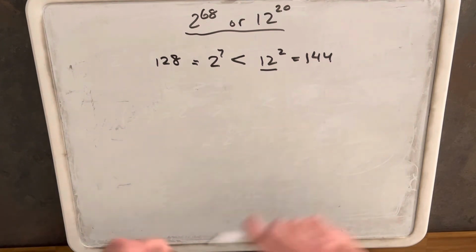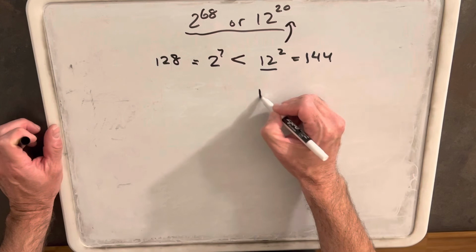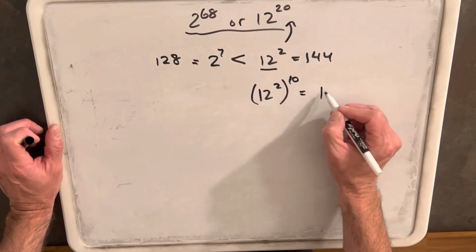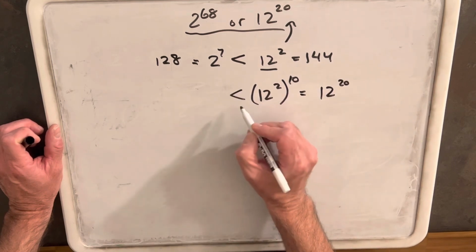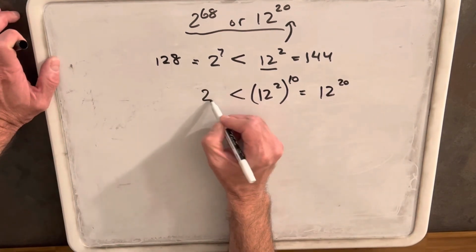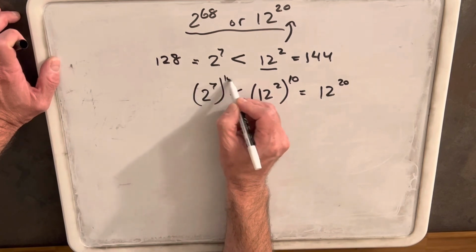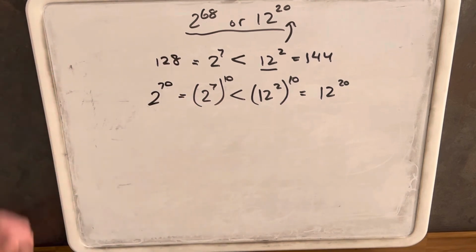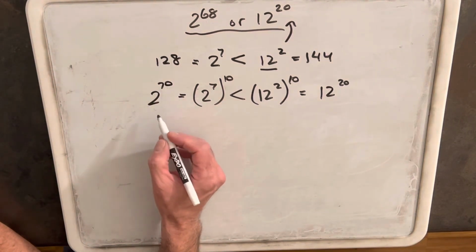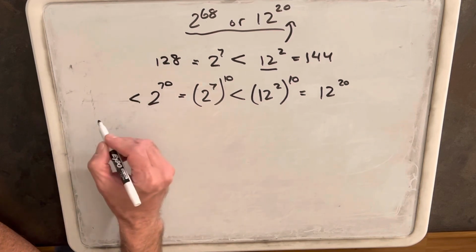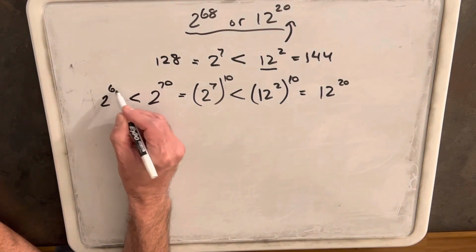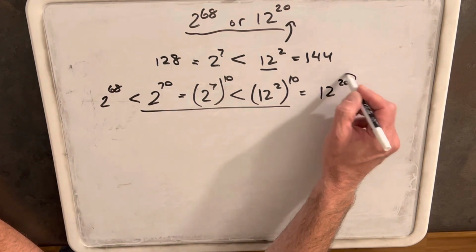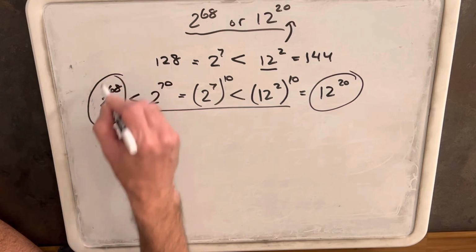And now to get this to 2 to the 20, let's just take exponent 10 on both sides, right? So that's going to be 12 to the 20, and that's going to be greater than 2 to the 7th to the 10 power. And that's the same thing as 2 to the 70th. Now we're in business because 2 to the 70th is actually greater than 2 to the 68th. So from this reasoning, we can say that 12 to the 20th is greater than 2 to the 68.